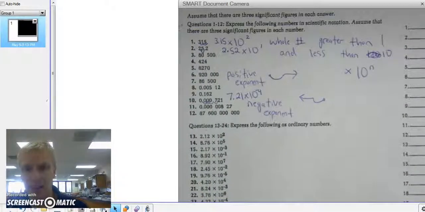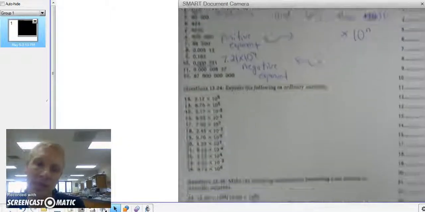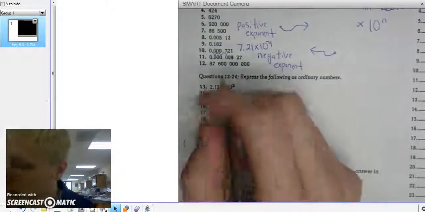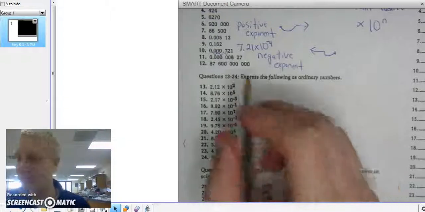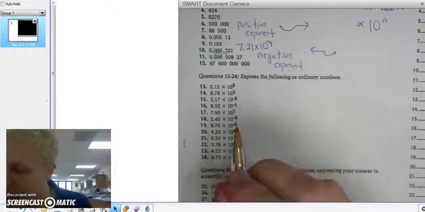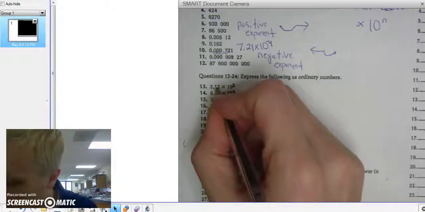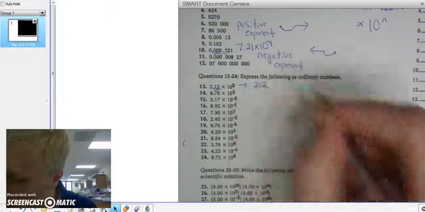And really that's all there is to converting a regular number or an ordinary number into scientific notation. Well, what happens if you want to convert scientific notation into an ordinary number? So it's kind of the same deal. We got 2.12 times 10 to the second. 10 to the second means you're moving a decimal 2 spots so that you're making the number greater than 1. So we move the decimal to the right. 1, 2. So this number is 212.